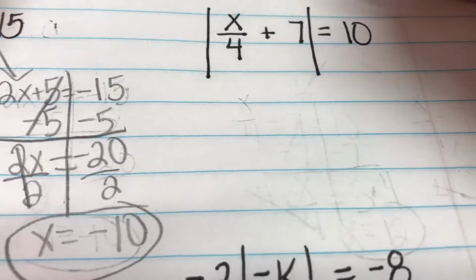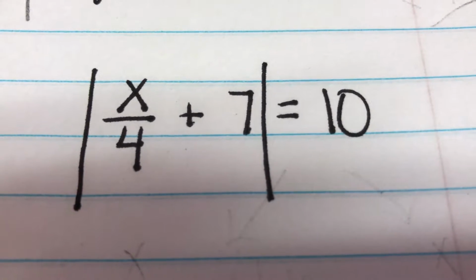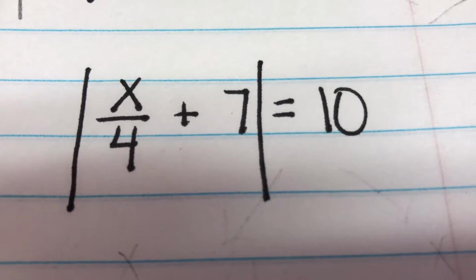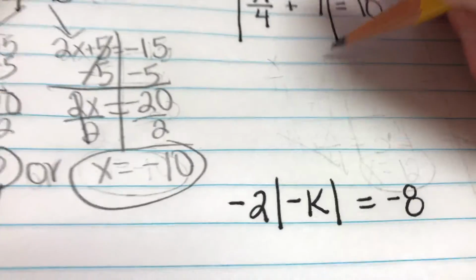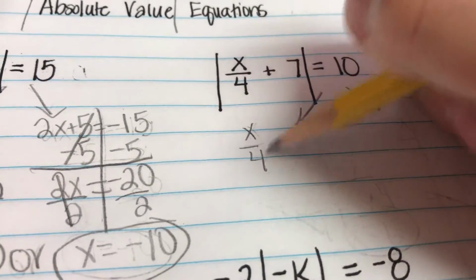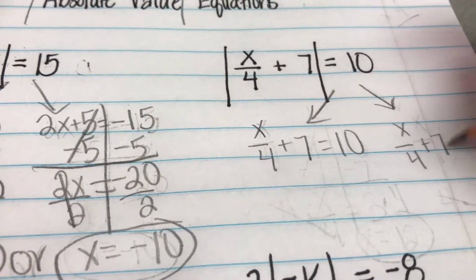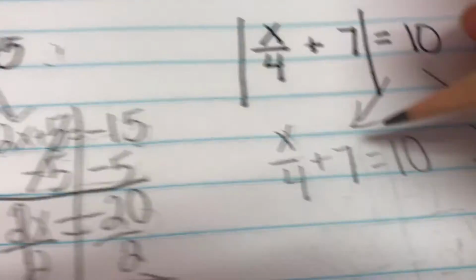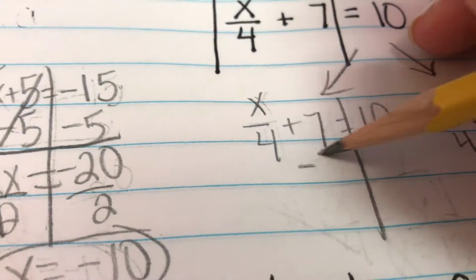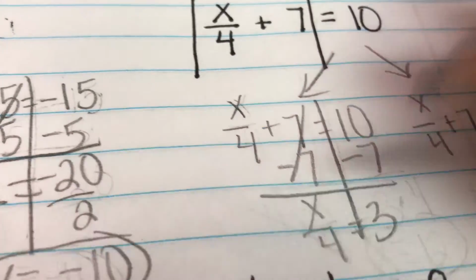x over 4 plus 7 equals 10. Practice it and try it ahead of me, and then check your work. All right. I'm going to go ahead and split it up into 2 different equations. So I've got x over 4 plus 7 equals 10, and x over 4 plus 7 equals -10. All right, I'm going to start with my first one here. I'm going to draw my line and subtract 7 from both sides to get x over 4 equals 3.